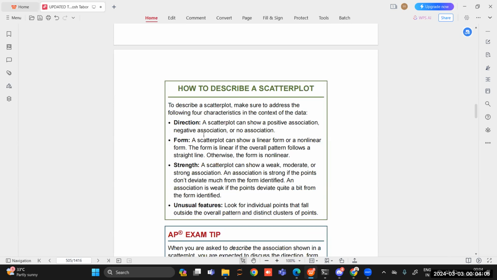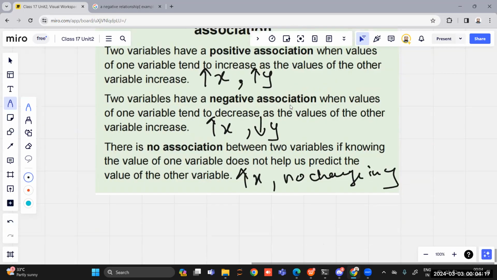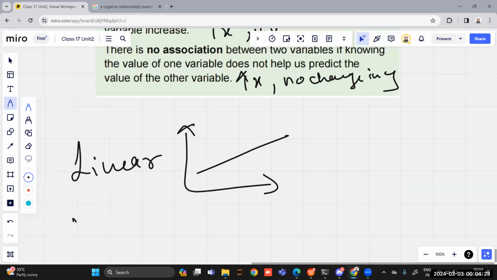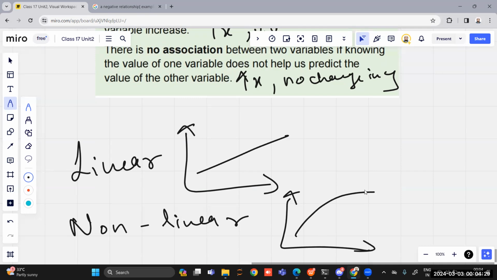So how to describe a scatter plot? He has given that a scatter plot can be shown as positive, negative, or no association. There are three types of direction. Then form: linear and non-linear. Linear means a straight line, a perfect straight line, and non-linear can be a curve. This is an increasing curve.